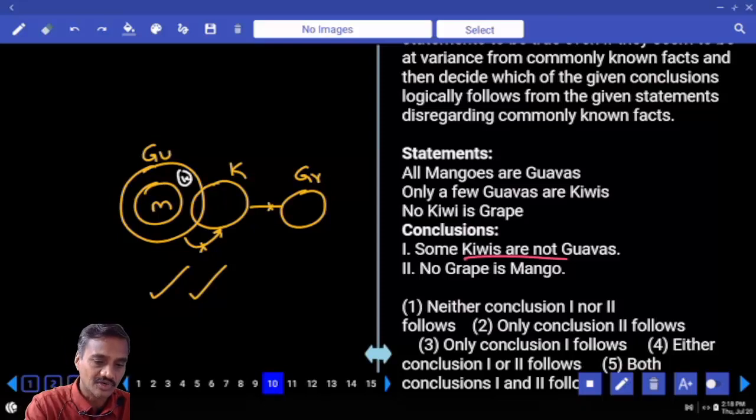Kiwi can be a part of guava. The entire guava cannot be part of kiwi. Now here, this line is from guava to kiwi but not from kiwi to guava. Hence this kiwi can be a part. Alternate diagram makes the previous conclusion false.